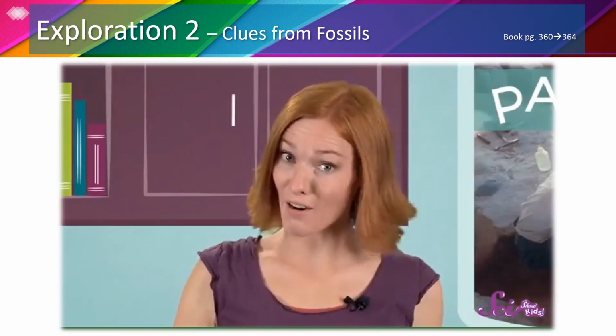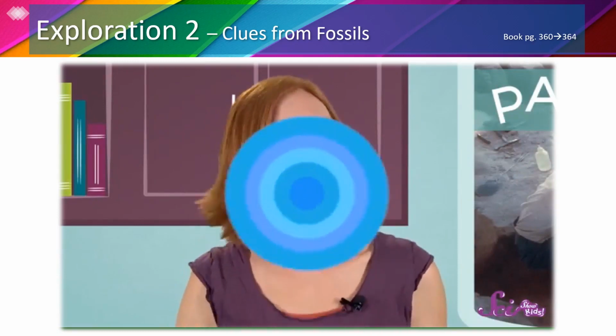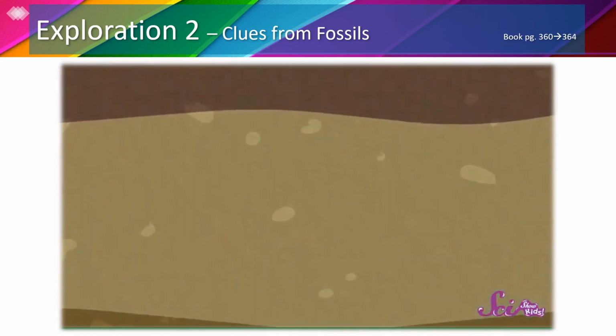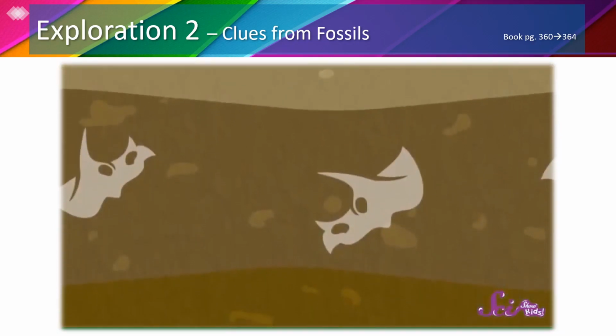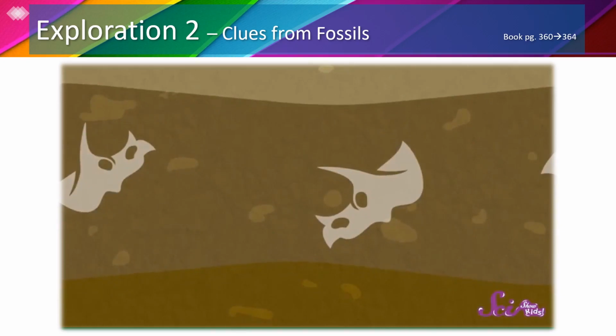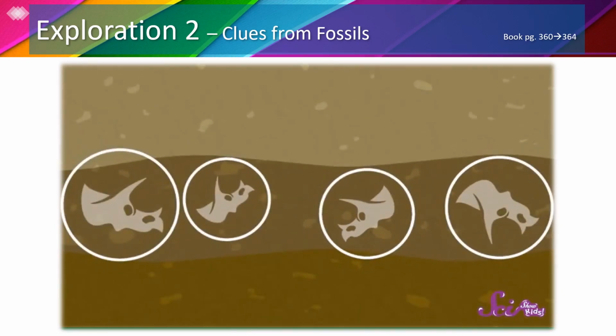Just knowing where a fossil is buried can give scientists a lot of information too. For example, if paleontologists come across a layer of rock with a lot of the same kind of dinosaur fossils in it, that might mean that that kind of dinosaur lived in big groups.